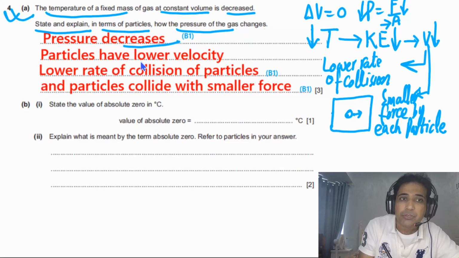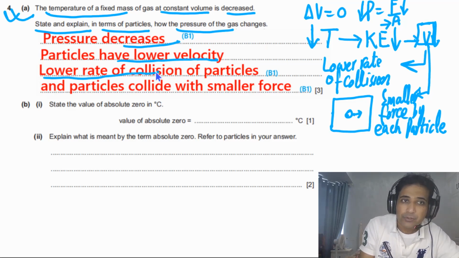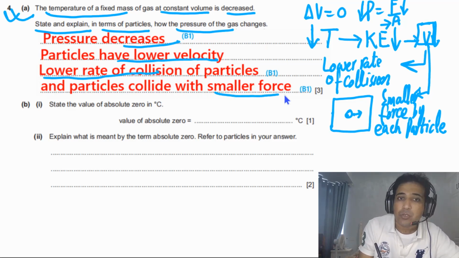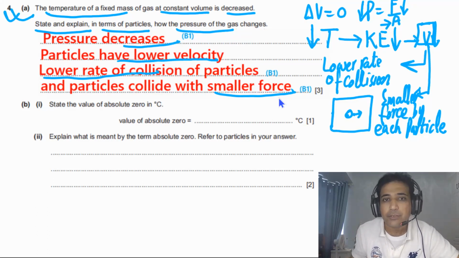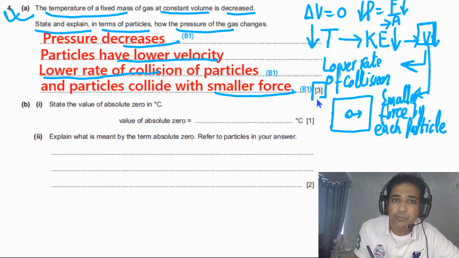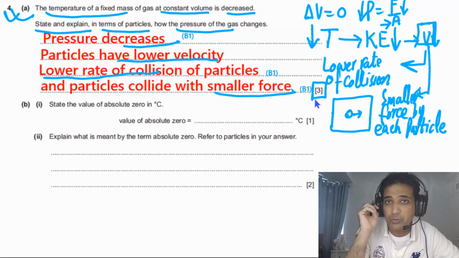We can say pressure decreases, particles have lower velocity. As we have mentioned, particle speed is lower, lower rate of collision, and particles collide with smaller force. And so if you write these points, you will get 3 marks. And this is kind of a repeated question. Your concept about this point has to be clear, meaning why pressure decreases if temperature decreases and volume is kept constant.